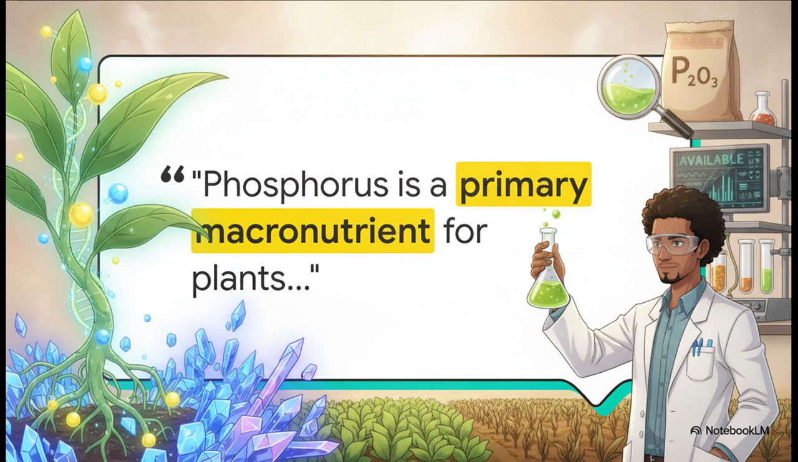So when a farmer goes out and buys fertilizer, they're looking for the exact guaranteed percentage of available phosphorus pentoxide, or P2O5. If that label on the bag is wrong, well, crop yields suffer. So accurate laboratory measurement isn't just some annoying regulatory hoop to jump through. It is the absolute bedrock of agricultural success.